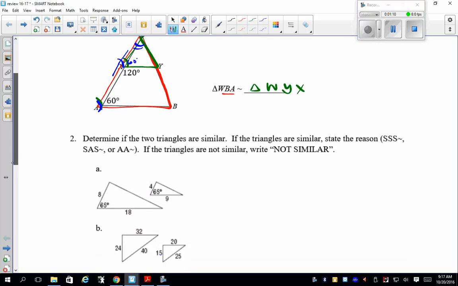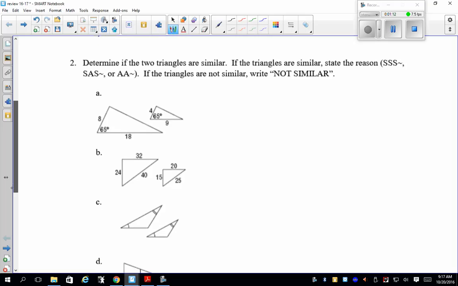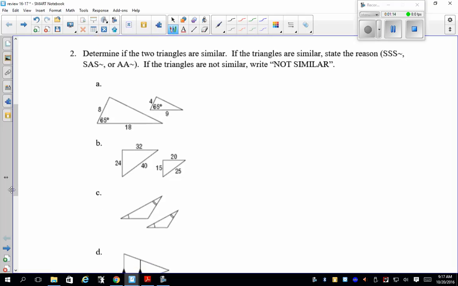Okay, number 2, determine if the two triangles are similar. If the triangles are similar, state the reason: side-side-side similarity, side-angle-side similarity, or angle-angle similarity. If the triangles are not similar, write not similar. So I'm going to test for part A. I need to make sure that the ratio of the sides is equal.